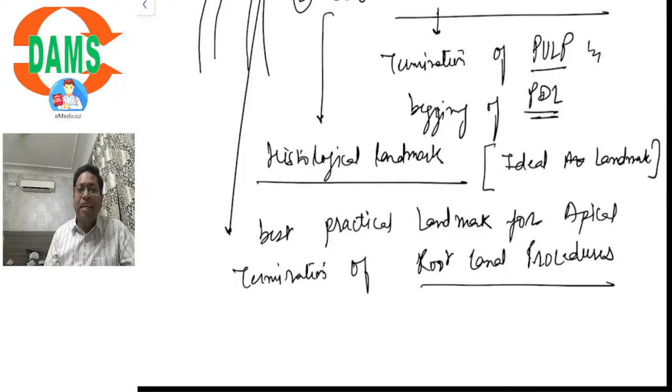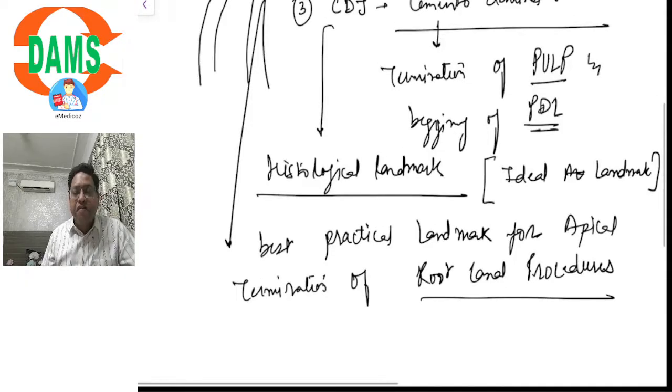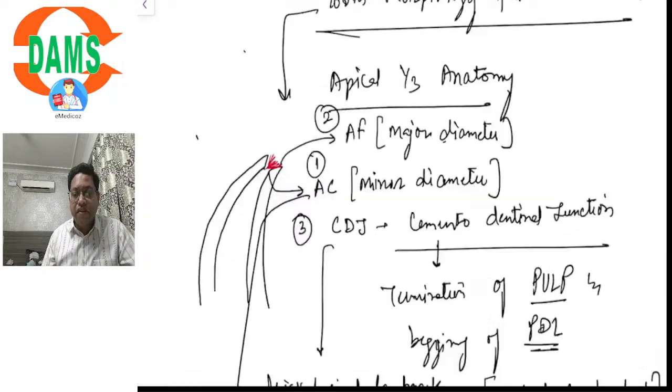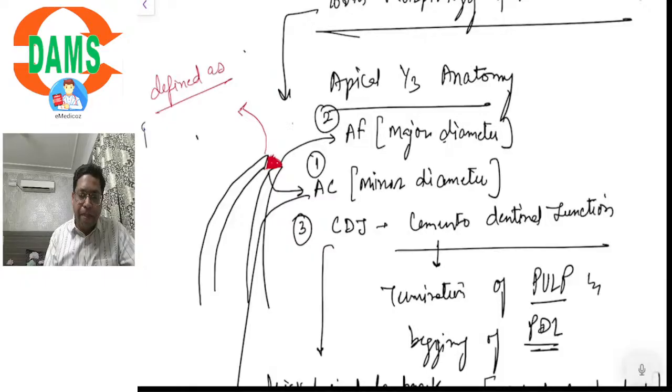Now, if we come back to the schematic diagram that I've drawn, if we look at the space that exists between the apical constriction and the apical foramen, there is a fan-shaped space between them. The shape of the space that exists between the apical constriction and apical foramen is defined as parabolic in shape. Okay, parabolic.